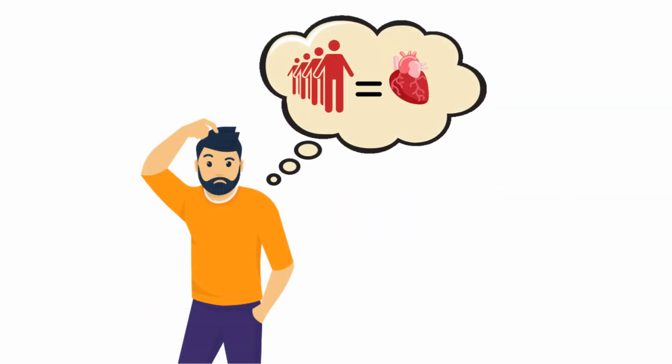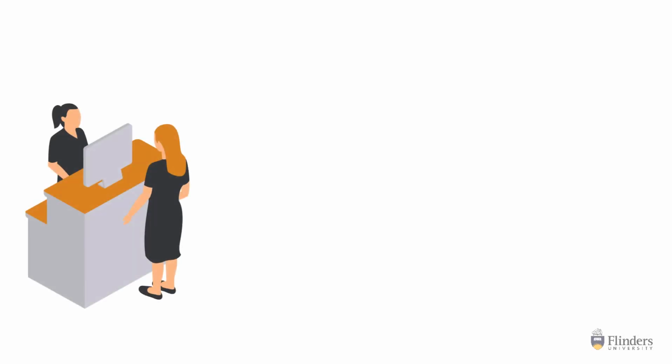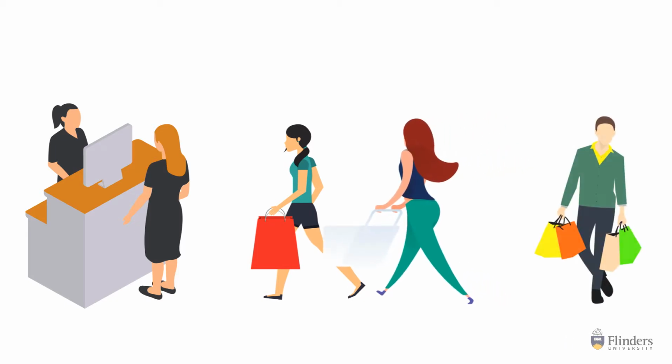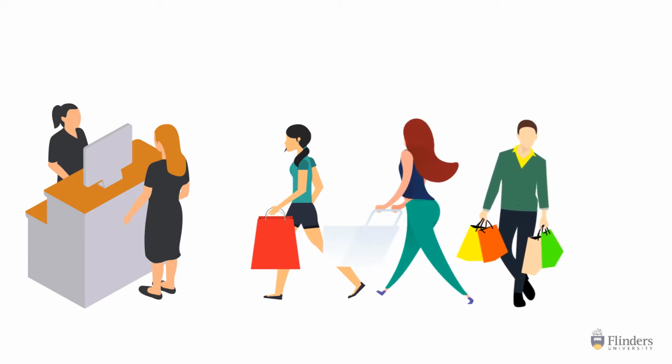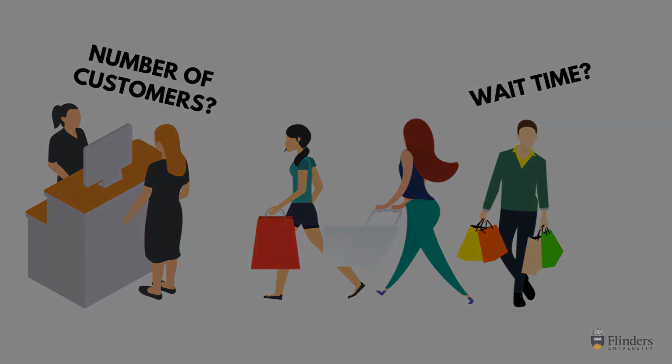While the parallels between queues and the heart may not be obvious, it turns out that a common set of mathematical and statistical principles can be applied to model the dynamics of both. To explain, let's first consider some customers waiting in a queue. When we're shopping, we may not pay much attention to how many customers will be waiting in line and how long they need to wait, as this may seem too random to predict.